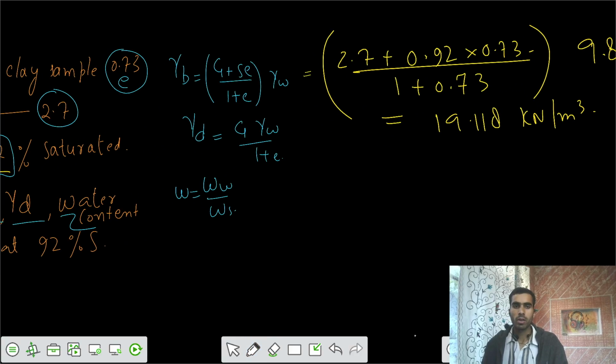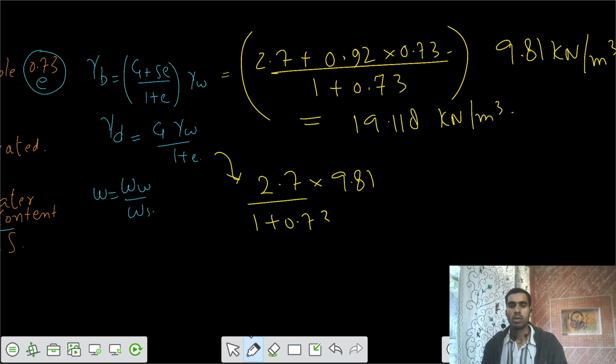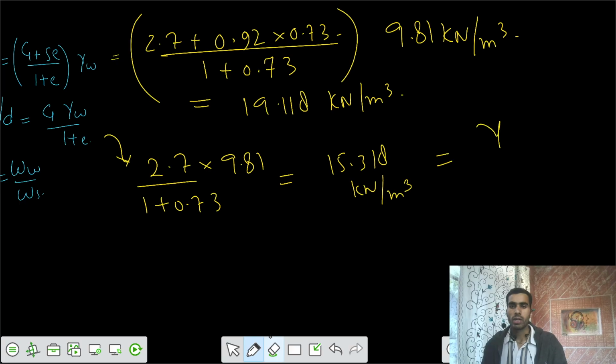The second part of the problem is G gamma W divided by 1 plus E. So 2.7 times gamma W, 9.81, divided by 1 plus E, that is equal to 15.318 kilonewton per meter cube. And you also can solve this by the equation gamma bulk divided by 1 plus W.